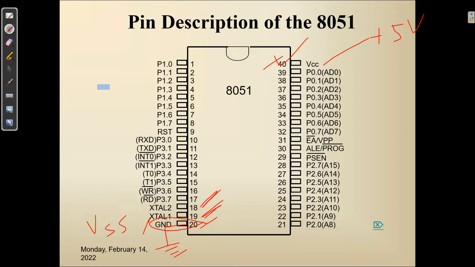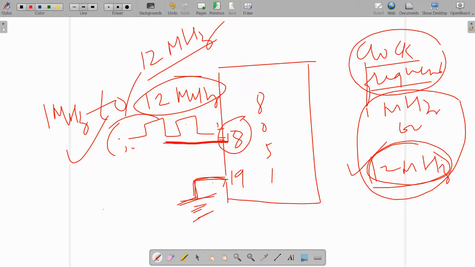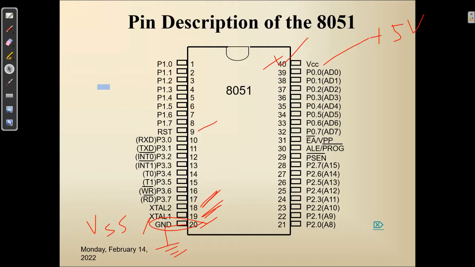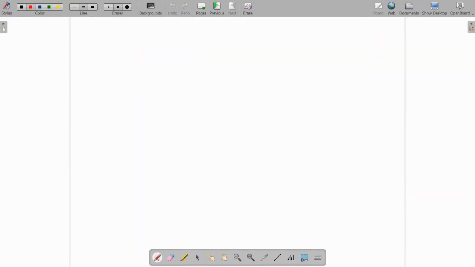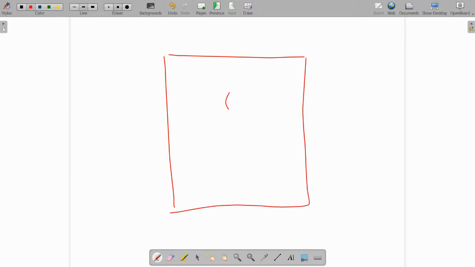RST pin. We will proceed towards RST pin. RST pin का है वो यहाँ पे है. Pin number 9. RST stands for reset. So for this reset, you can draw in the same figure. अगर नहीं है same figure, you can draw in the next figure, the reset pin. So this is your 8051.